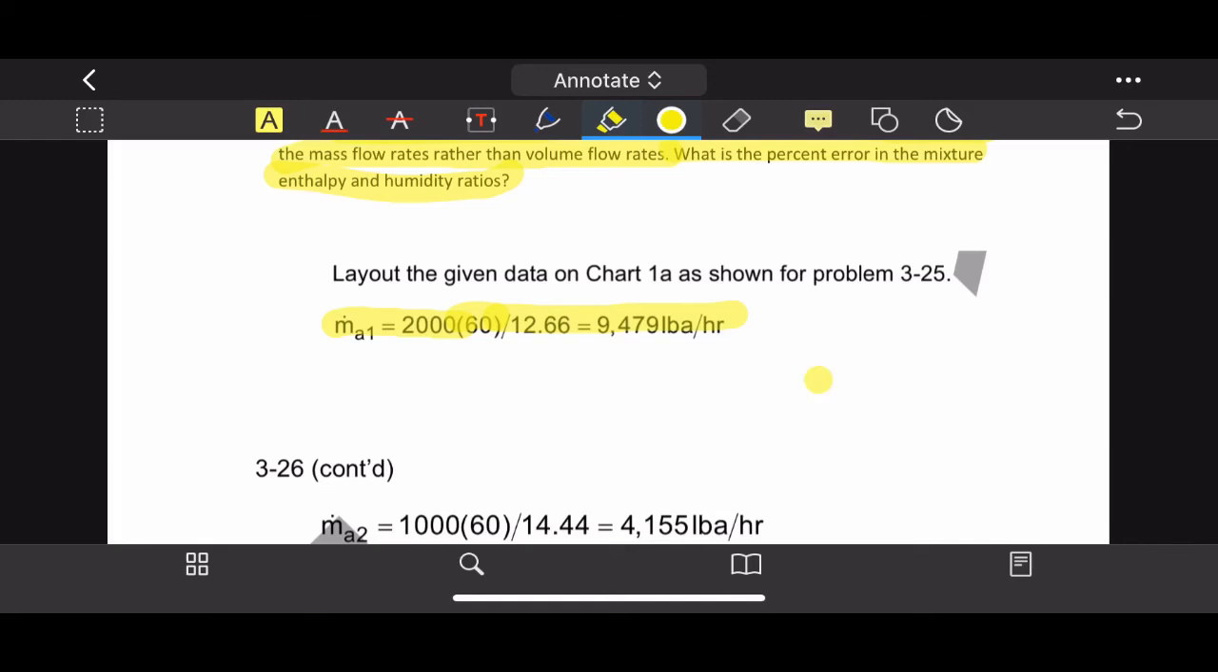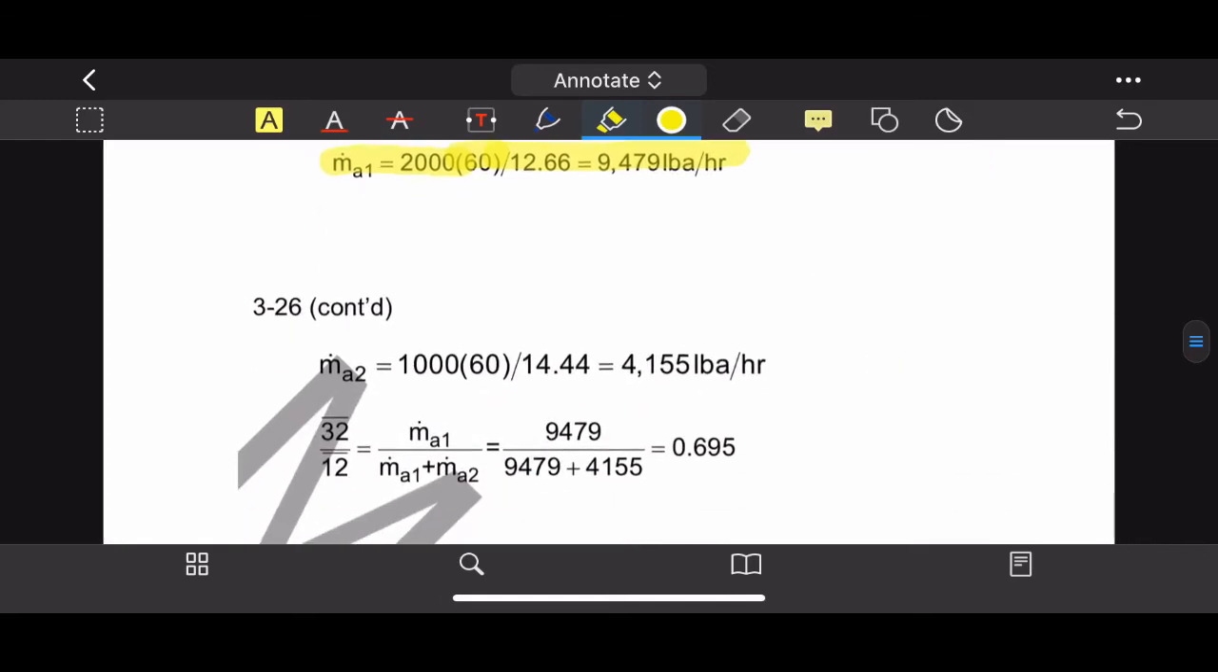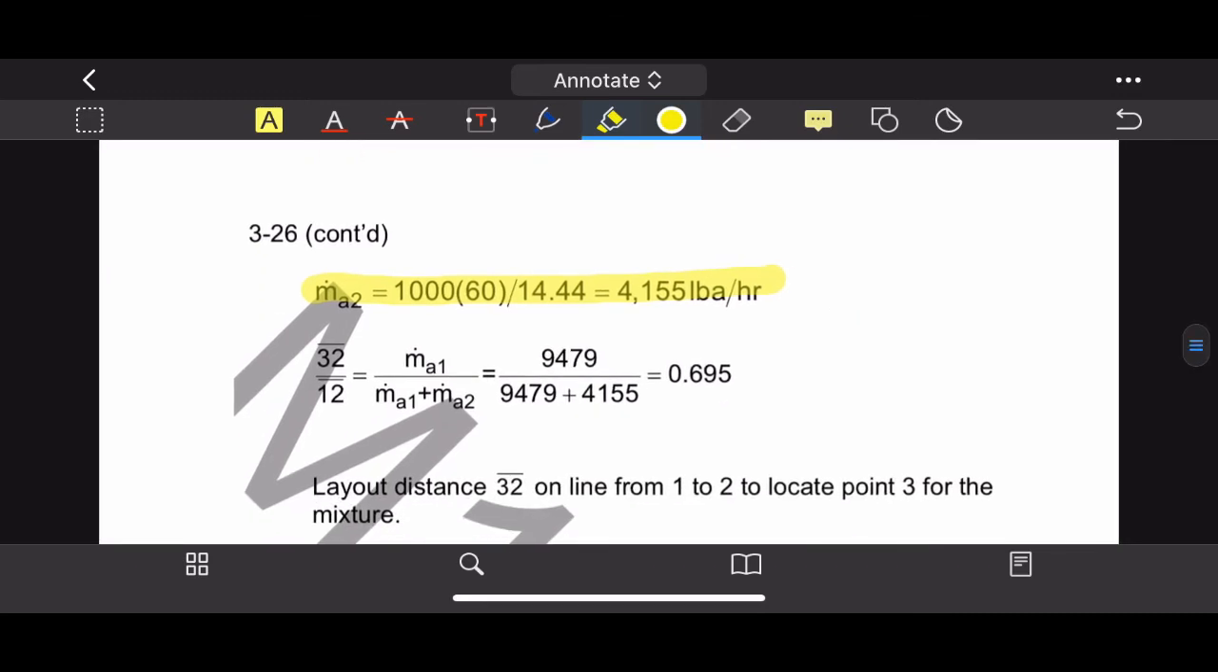Alright, so MA 2 1000 CFM times 60 divided by 14.44 equals 4,155 pound of air divided by hour. Right, so this is the equation that we saw just now. MA is from 3 to 1, 3 to 2. MA plus M1 is the whole shenanigan from point 1 to point 2.